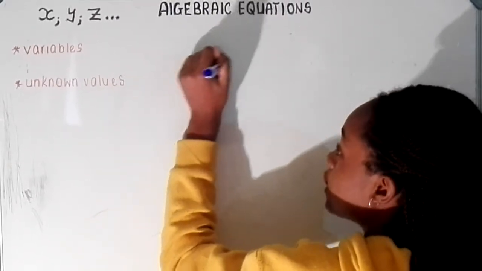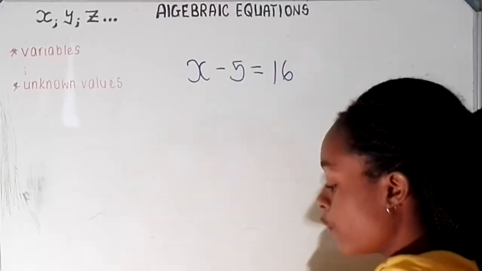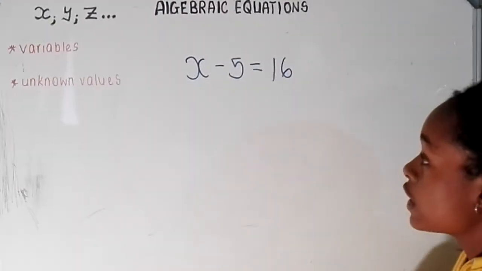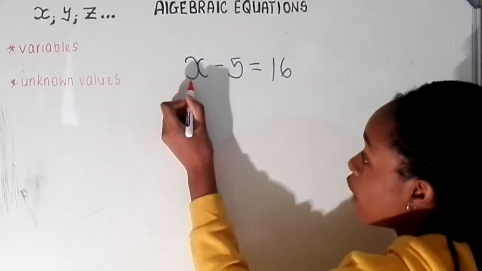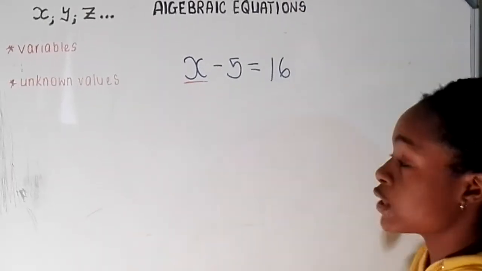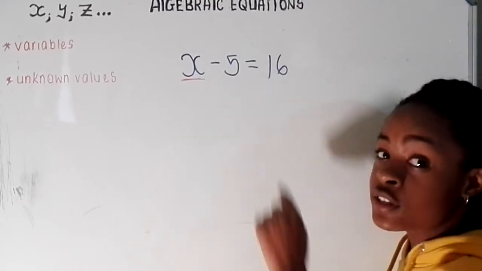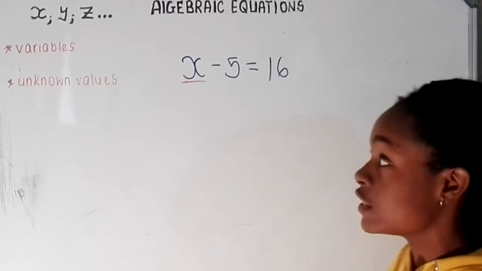x minus 5 is equal to 16. Feel free to try this one, okay? Again, guys, x is our unknown value or variable, okay? So we're solving for x. We're finding the value of x. Even though there's a minus, we'll still do the same. So don't panic when you see this.